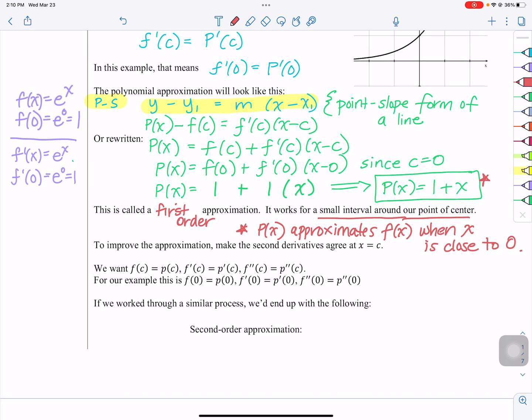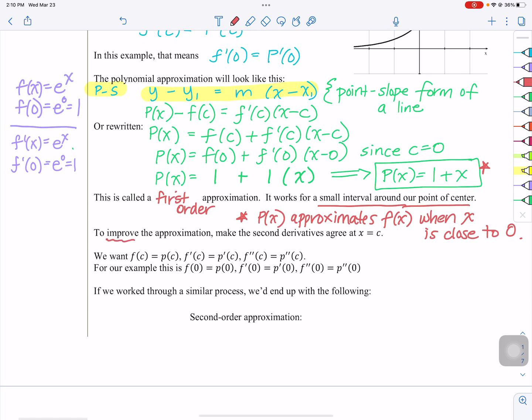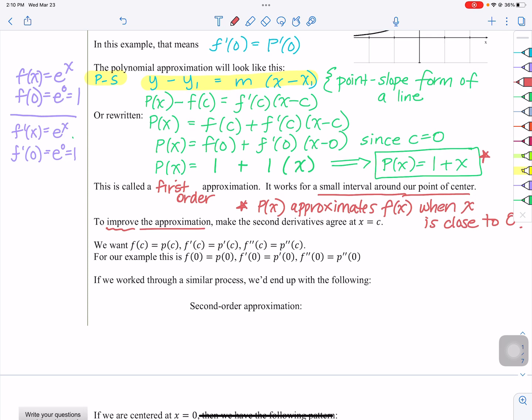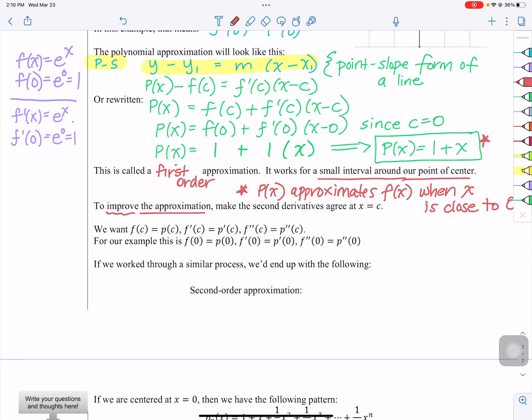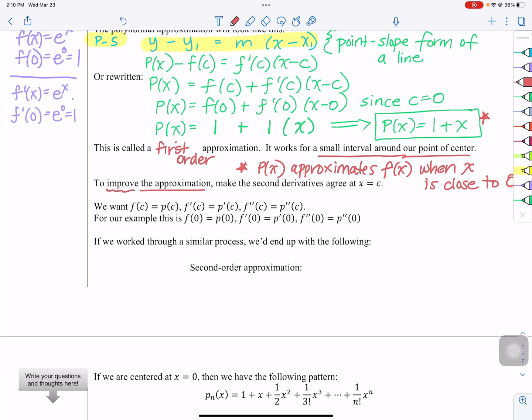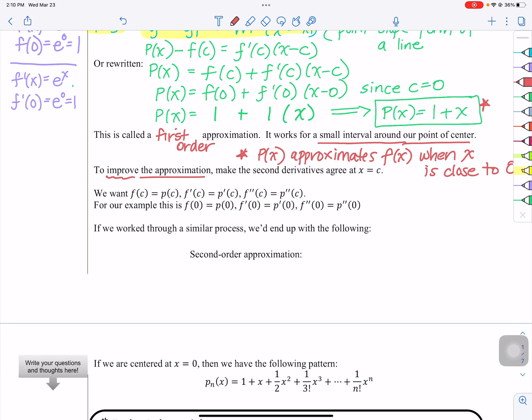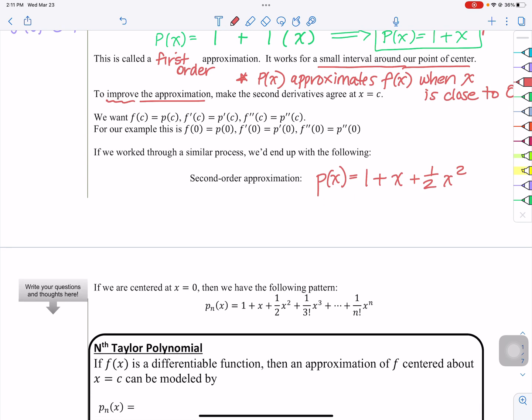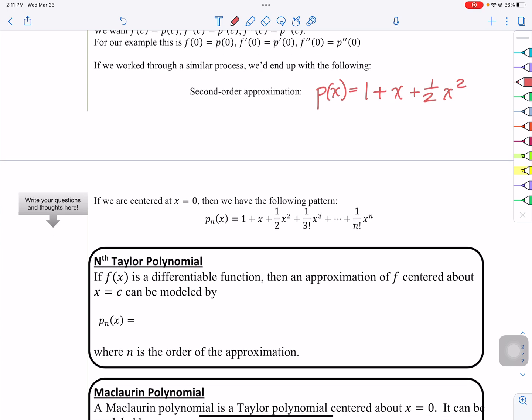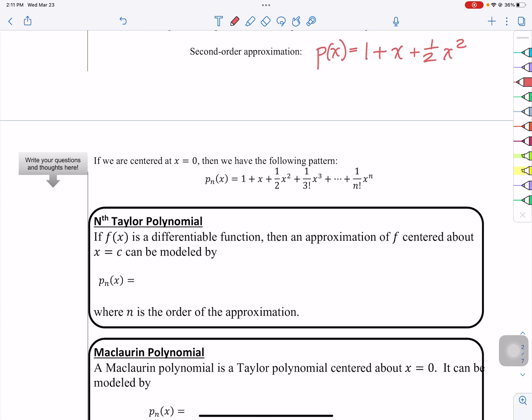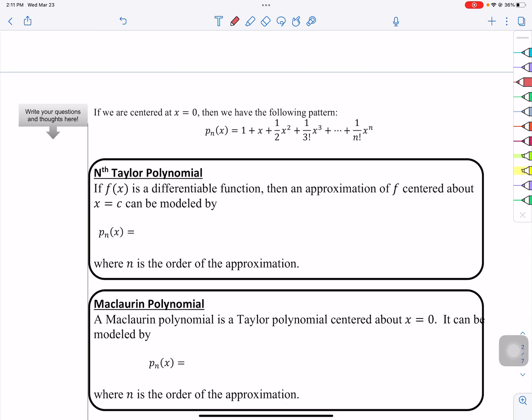Now, what if we wanted a higher order to improve the approximation? Then we could get our higher derivatives and go to the second derivative evaluated at 0, and we'd come up with a second order approximation. P of x equals 1 plus x plus 1/2 x squared. And we could keep going. And if we are centered at x equal to 0, we could end up with the following pattern. And you can see that right here.